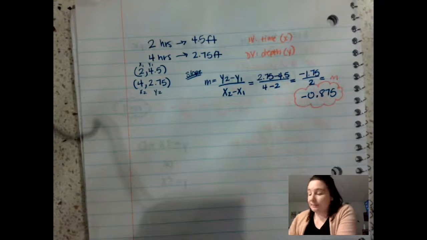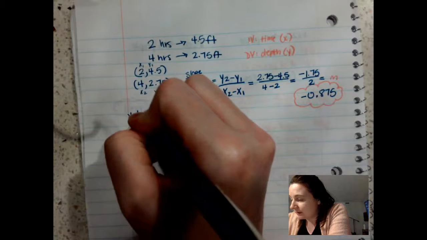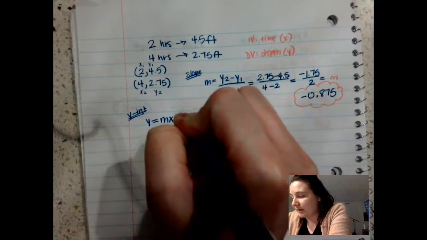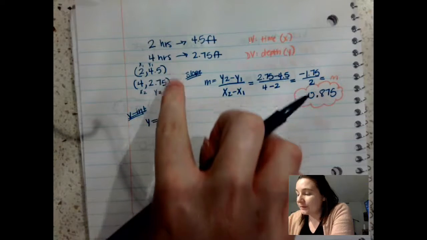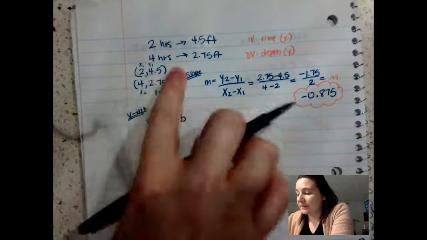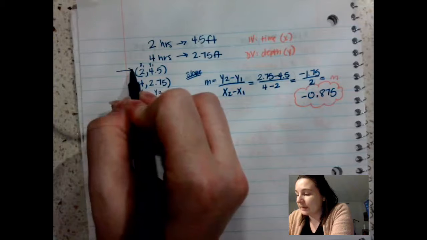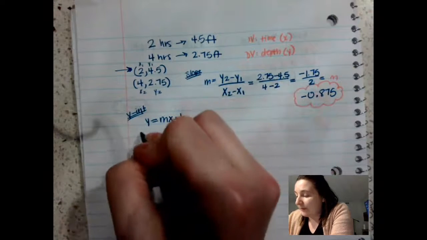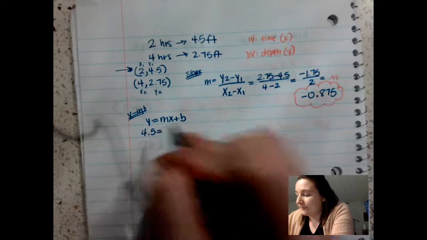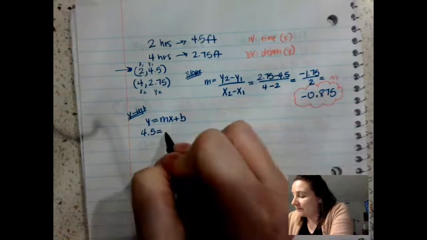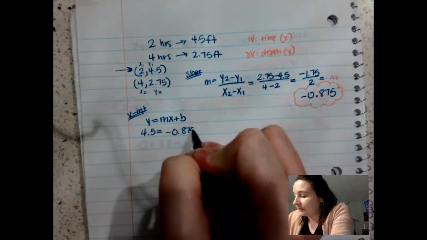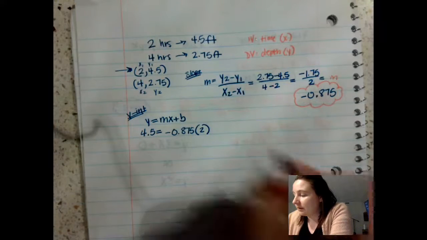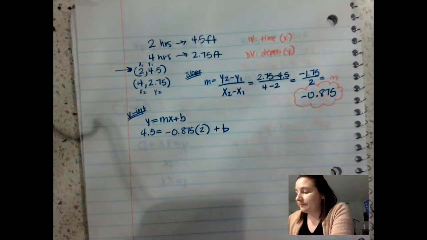So now I need to find my y-intercept. To do that, I use y equals mx plus b. I can use either one of these points. I'm going to use this top point because this one looks easier to me. So y from that point is 4.5. m is what we just found. x from that point is 2. And then I don't know b.